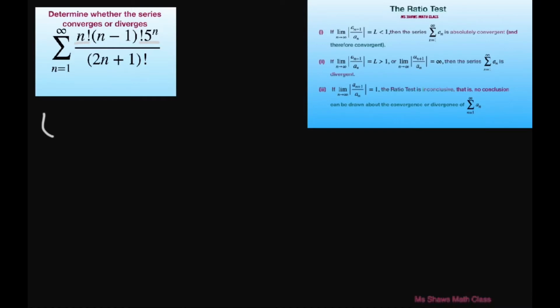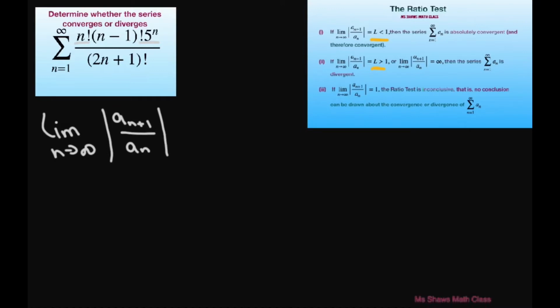So we're going to take the limit as n approaches infinity of the absolute value of a sub n plus 1 divided by a sub n. All right, so if our limit is less than 1, it's going to be convergent. If it's greater than 1, it is going to be divergent.